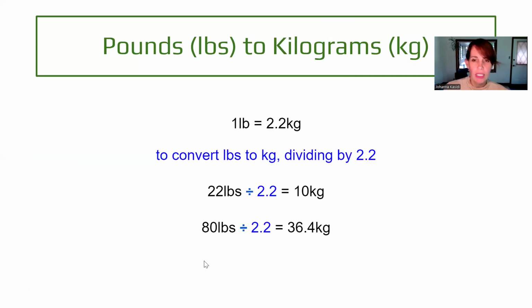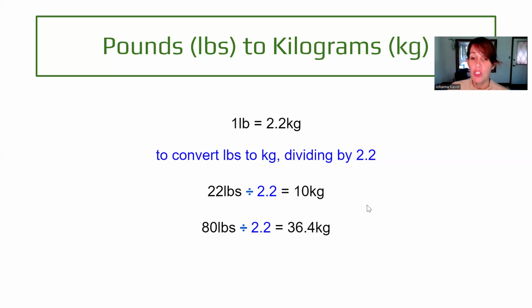Converting, this is one that you're going to have to memorize as well, is converting pounds to kilograms, because a lot of the conversions that we do with medication math are in kilograms, but a lot of times you'll know the patient's weight in pounds, so you have to convert. So all you do is just divide by 2.2. Remember that you weigh less in kilograms, so divide by 2.2. So 22 pounds divided by 2.2 would be 10 kilograms. 80 pounds would be 36.4 kilograms.